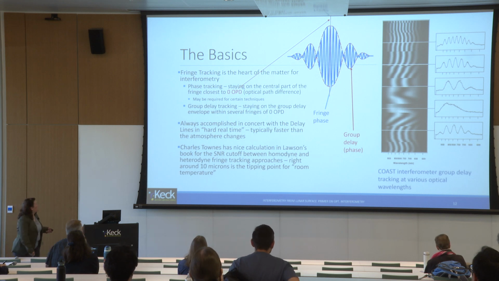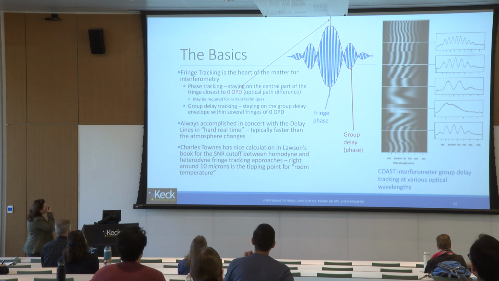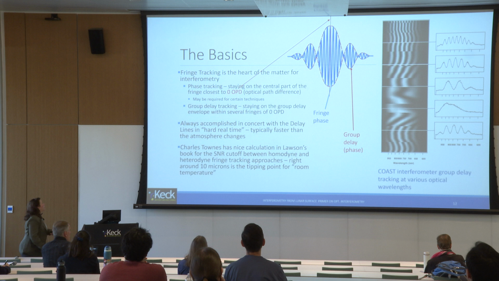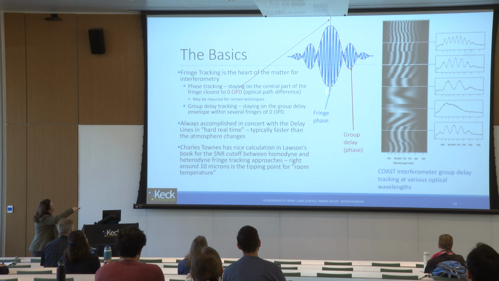And one of the last of my basic slides is fringe tracking. And fringe tracking is really the heart of the matter when you're doing interferometry. If you don't have the fringes, you're not making your measurement. So we look at that wave packet again, and this time this one's encoded in blue and red. So we call the red part of the wave packet the group delay, and the blue part in this case is the fringe phase. And I've tried to put a red line on there for you for the zero OPD again. If we do something called phase tracking, we're trying to stay as close to the zero OPD location as we can as we watch the fringes.